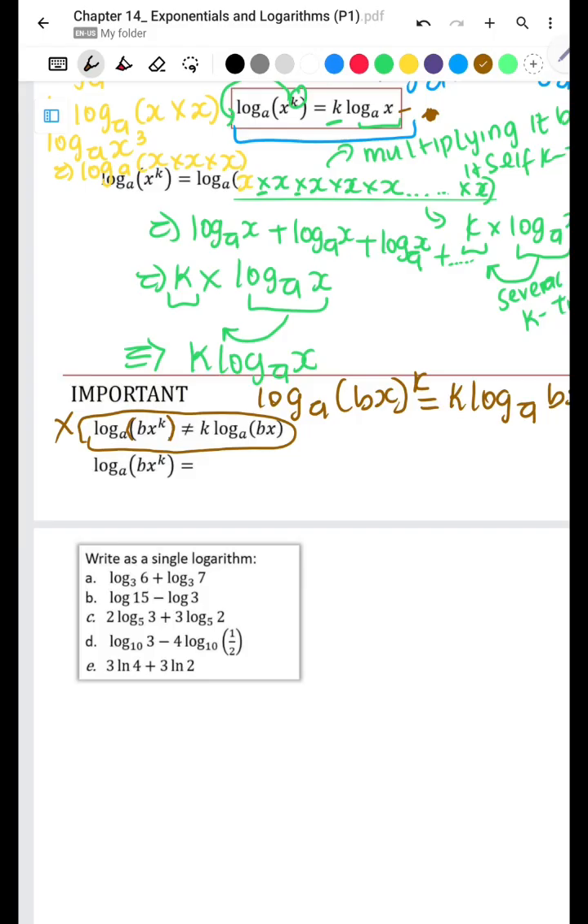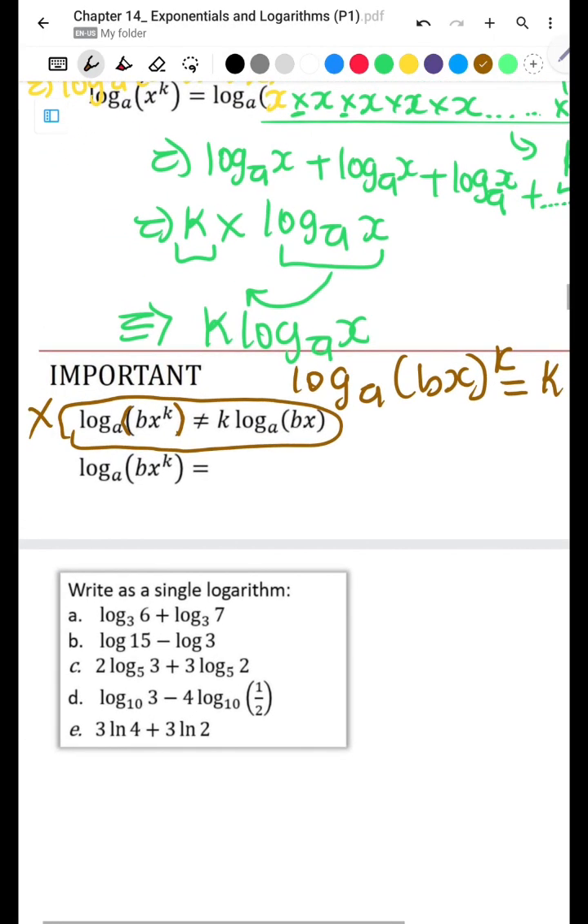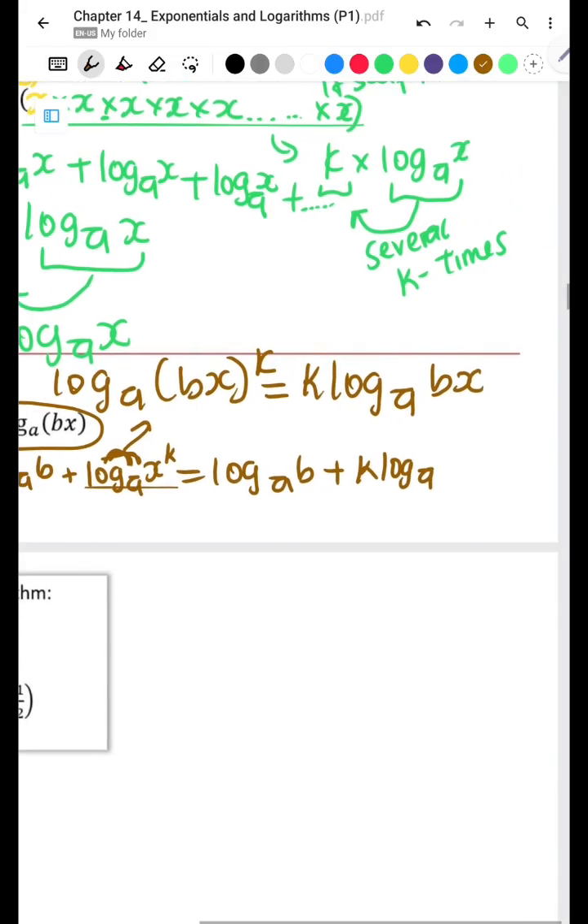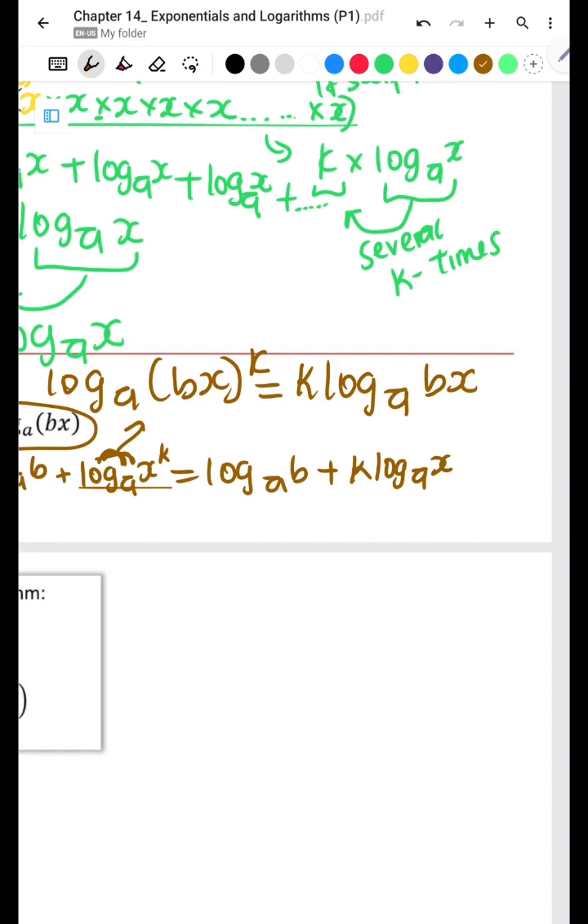So now to solve this question, I can open my bracket first, expand the bracket. That can be done by log base a of b, because there is a multiplication sign here, I know I am adding, plus log base a of x to the power of k. Now I can use my law of logarithm to solve this part. So this is the same thing as saying log base a of b plus k log base a of x. So this is my answer, not this.